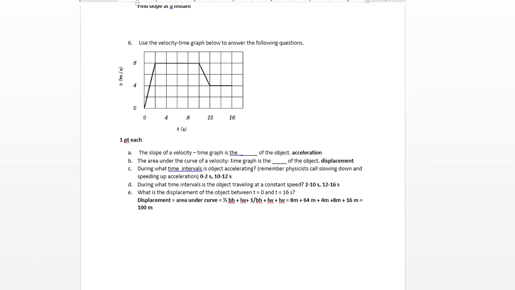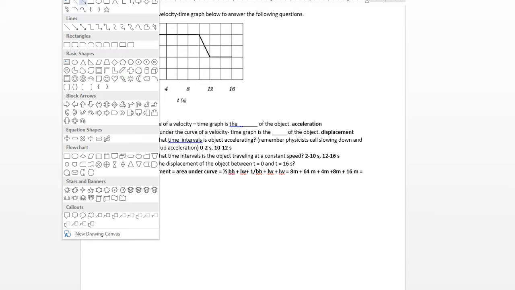In number 6, we're looking at a velocity graph. The slope of a velocity graph is acceleration, and the area under the curve is the displacement. It's accelerating from 0 to 2 seconds and from 10 seconds to 12 seconds. And it's traveling at constant speed from 2 seconds to 10 seconds and from 12 seconds to 16 seconds.